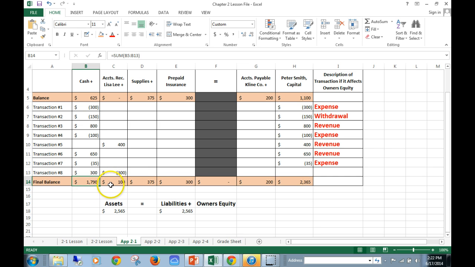So here are our balances. Right now we have $1,790 in our cash account, like the checking account for our business. Lisa Lee still owes us $100. We still have $375 in supplies. Maybe those are musical instruments, like I said, anything that's supply related to our business that's worth money.